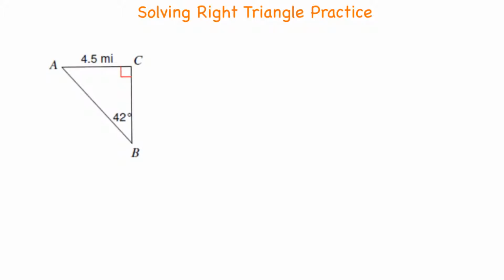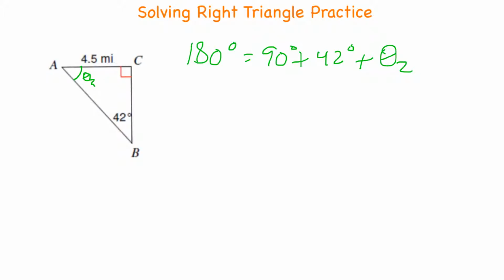Alright? So I think the easiest thing to do first would be to figure out what this angle here is, because we know that all interior angles of a triangle must add up to 180 degrees. We can solve for that angle. Let's go ahead and name that one angle theta 2. Okay, so we've got 180 degrees is equal to 90 degrees, which is this one, plus 42 degrees plus theta 2.